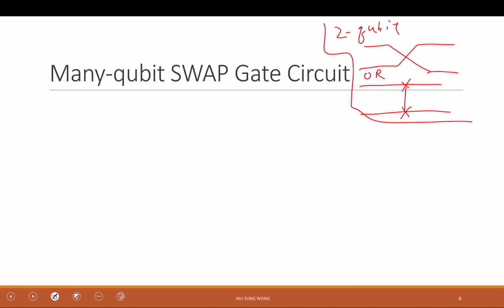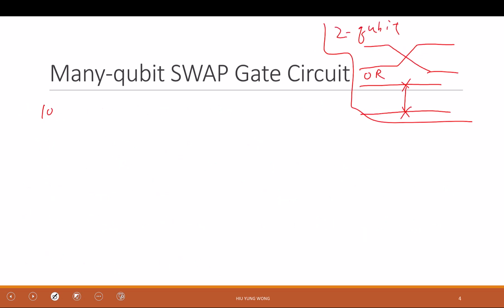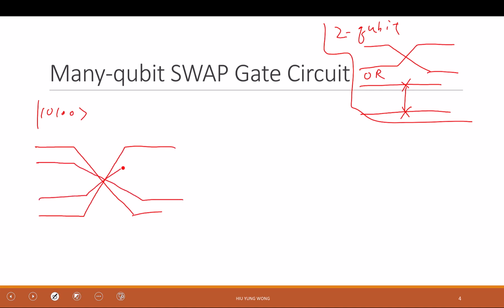So what if I have a 5-qubit swap gate? Let's say my input is 10100. This is my input. Okay. So how do I draw a 5-qubit swap gate? I can draw it like this. I don't draw it well. Okay, this is a symbol, right? So what do you get after swap? What is the output? 00101, right? Because the last one becomes the first one, the second last one becomes the second one, the third last one becomes the third one, okay?